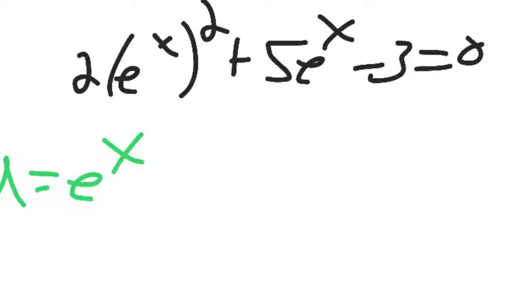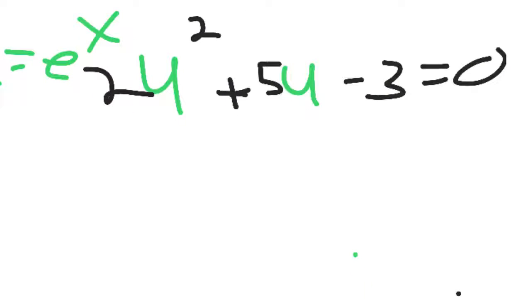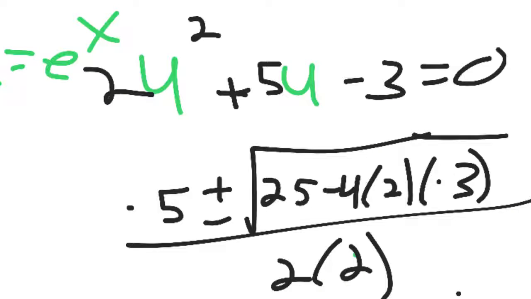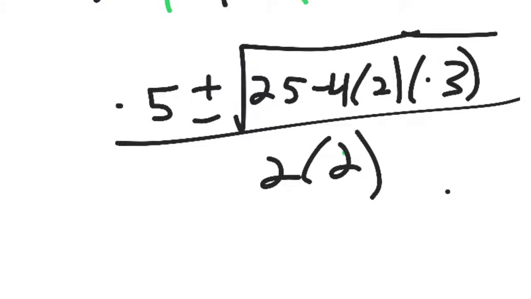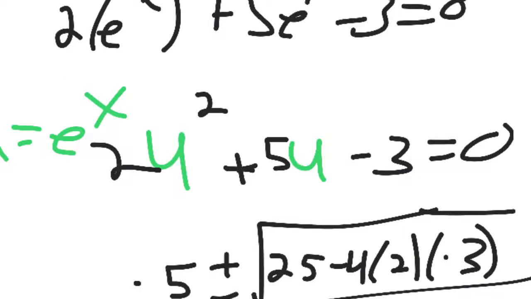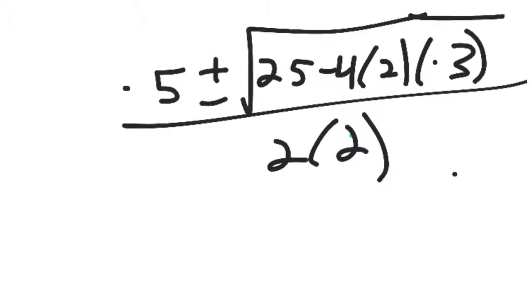Let u be e to the x. Now that's what the equation becomes. And this is quadratic, so use the quadratic formula. I'm going to skip over the nitty-gritty details of crunching the numbers for the quadratic formula. But just remember, you simplified and made this equation be about u. So when you solve the quadratic formula, it's going to tell you what u was.